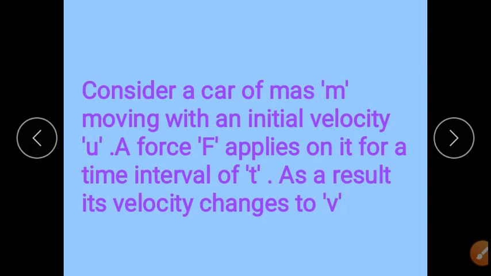To get the equation, first consider a car of mass m. It is moving with an initial velocity u. We know the initial value of velocity is represented using small letter u. Then suppose a force F applies on it for a time interval t. As a result of this force, the velocity of the car changes to v. That is, final velocity is v.